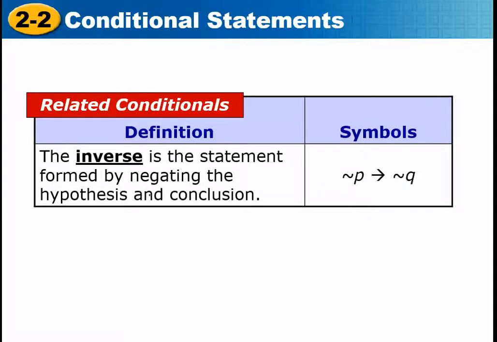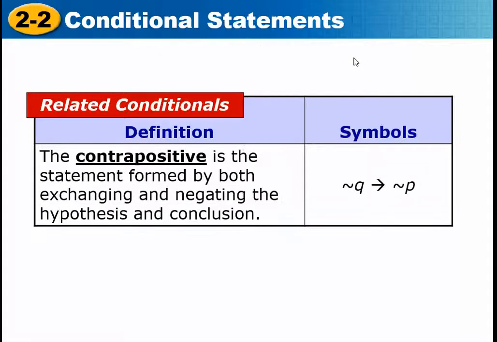The inverse is when you leave the hypothesis and the conclusion where they were. So if hypothesis, then conclusion. But you put the word not, or you take away the word not, from both of them. So if not H, then not C. So if not the hypothesis, that stays in the same place, then not the conclusion.